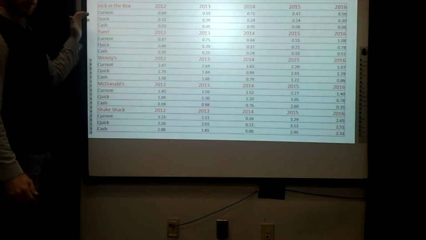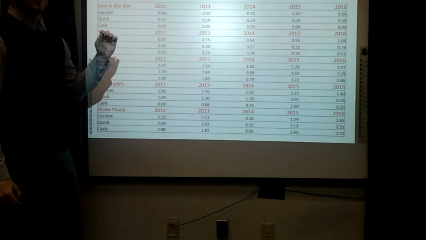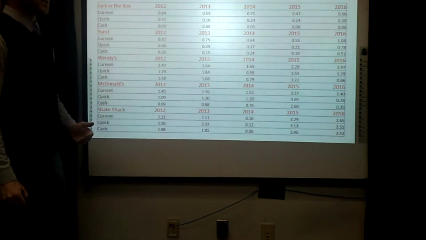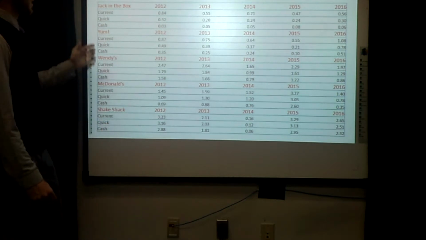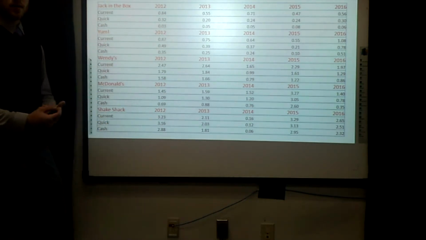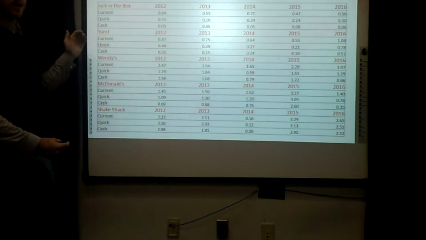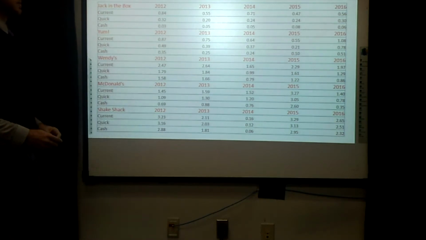So the current ratio is your current assets over your current liabilities. Do you have enough current assets to cover your current liabilities? If so, how many times over? The quick ratio is the same thing, except you take inventory out of it. So it's your current assets minus inventory over your current liabilities. Cash is cash over current liabilities.